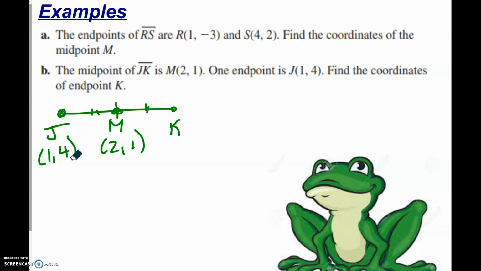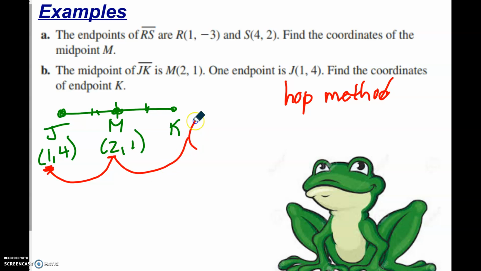There's a couple different ways you can do this, but one method is what we call the hop method. We're going to start here at 1. If I'm at a positive 1, and M goes to a positive 2, and this is right in between, we have to hop the same distance to find out what K is. So if we went from 1 to 2, adding 1, then I need to add 1 here, so I can get the value for K.